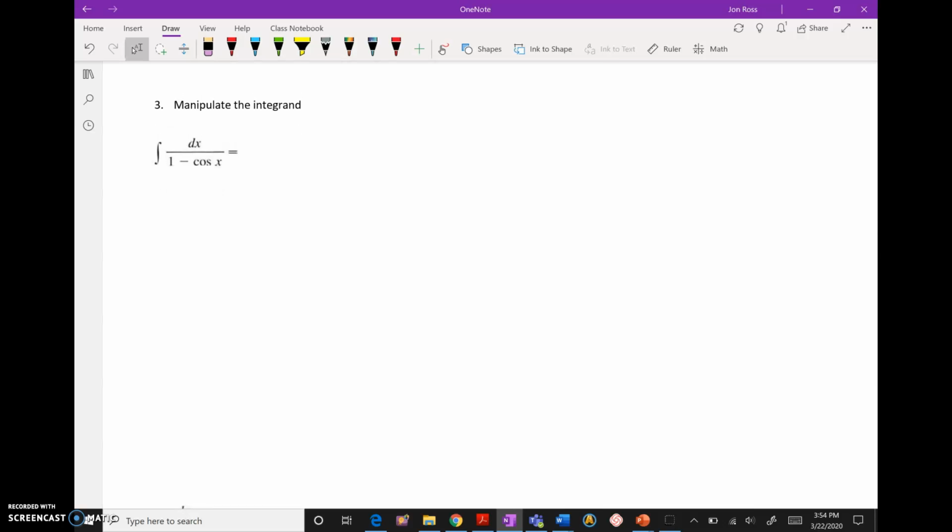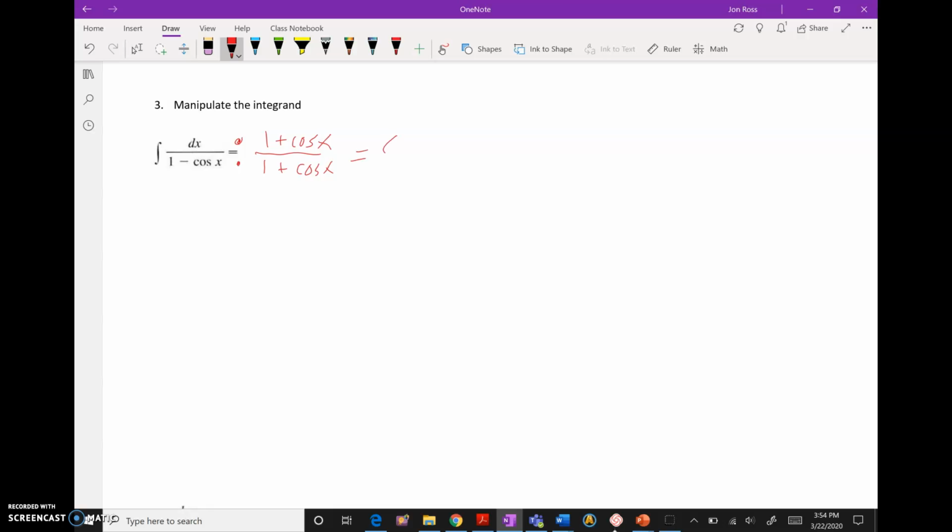Alright, manipulate the integrand. Sometimes it pays just to manipulate. So, this problem doesn't have a solution that's cookie cutter for us. We don't have that in our examples. But one really good thing to do with cosines and sines sometimes is to multiply by a conjugate. This will sometimes give you an identity that you can substitute for. And so this is algebraic manipulation right here.